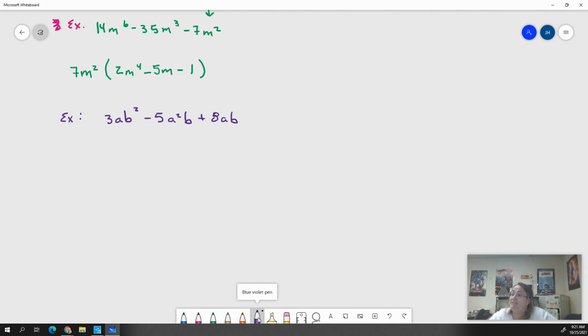But every single piece here has an A component. They have at least one A and at least one B, right? So that's where we're going to look at our factoring. Here I have one A, here I have 2 A's and here I have 1 A. So I can factor out one of my A's. Here I have 2 B's, here I have 1 and here I have 1. So I can factor out one of the B's.